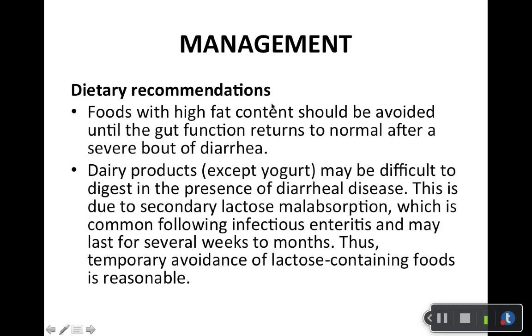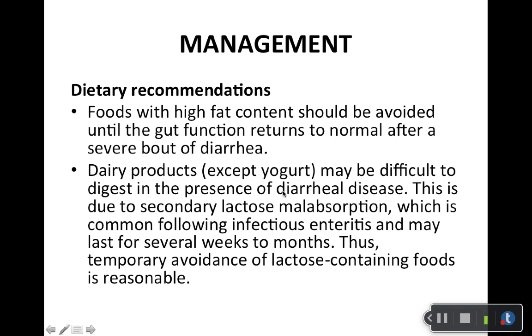High fat should be avoided, and dairy products should be avoided, with the exception of yogurt, because yogurt actually has beneficial bacteria in it that can help restore the gut flora. So advise your patients to just stay away from high fat and dairy products.